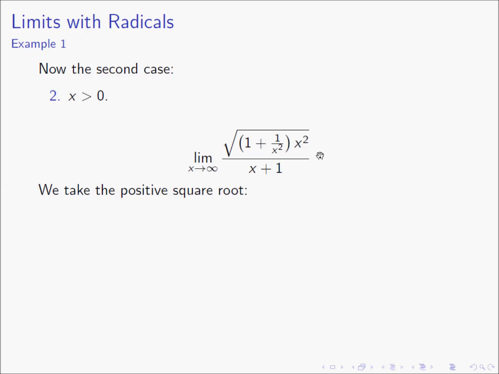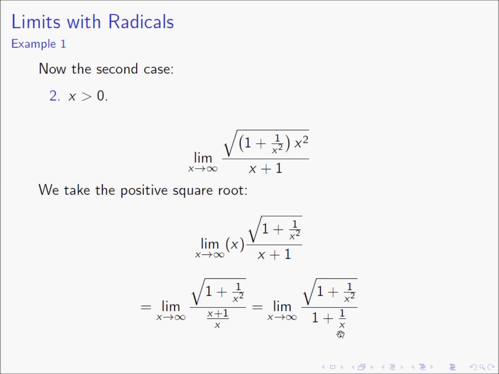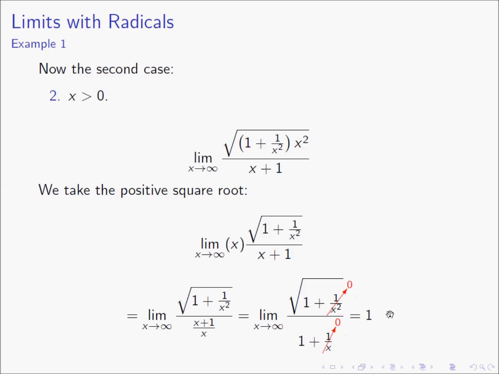Now let's consider the second case where x is positive. This case is easier because the square root of x squared will be simply x, because x is positive. So we do something very similar as in the previous case. We take the x down here and we write this denominator like this. Now everything that is divided by x will go to 0, this term here and this term here, so the final answer is 1.